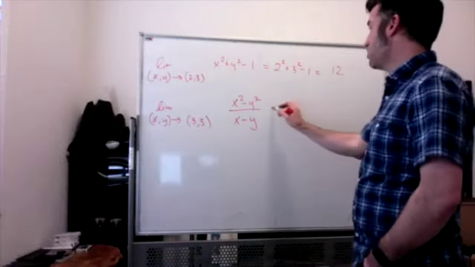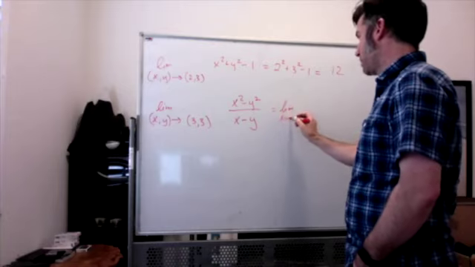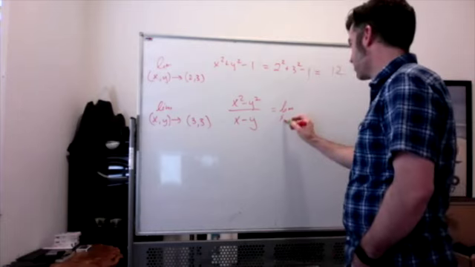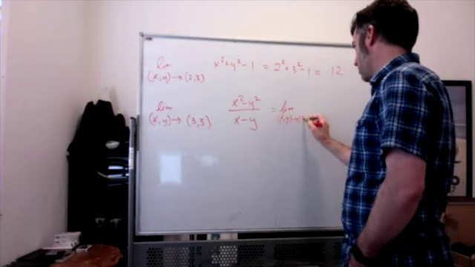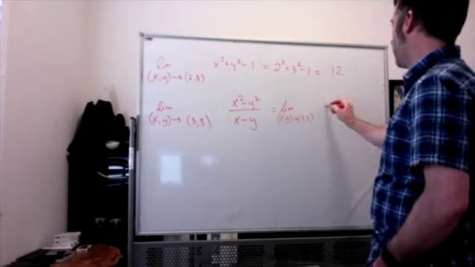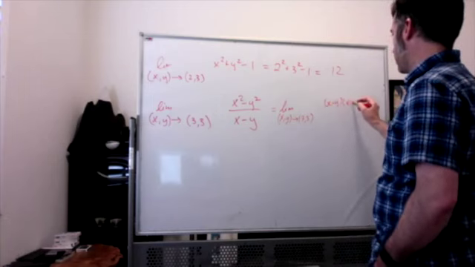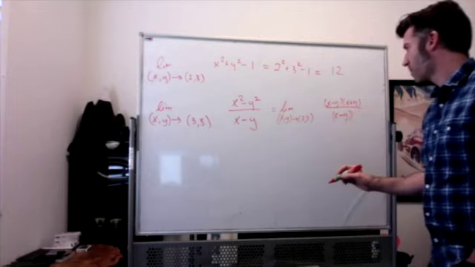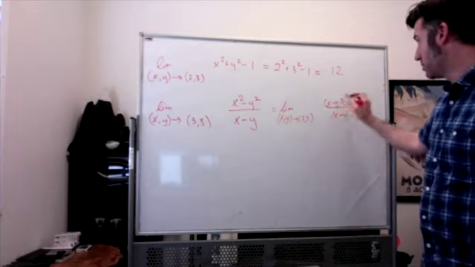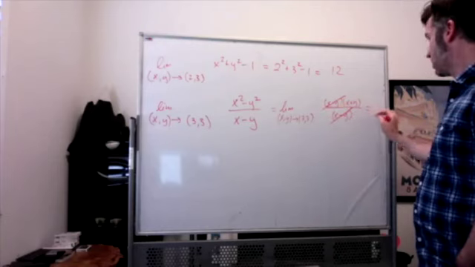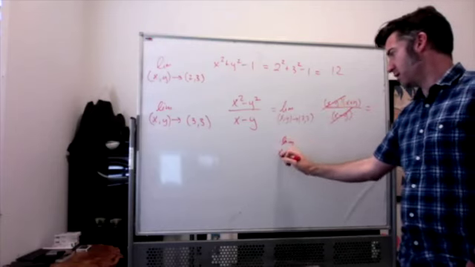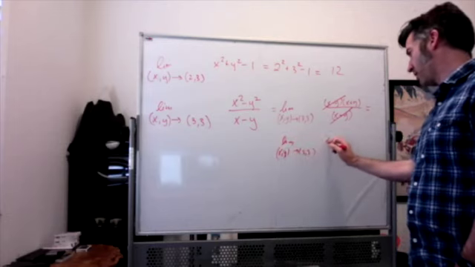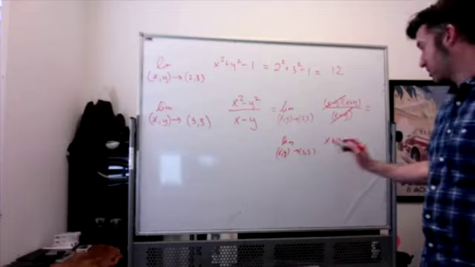This is going to be equal to the limit as (x, y) approaches (3, 3) of x minus y times x plus y over x minus y. And then we can cancel the x minus y's. So we end up getting the limit as (x, y) goes to (3, 3) of x plus y, and then you just plug it in, you get 6.